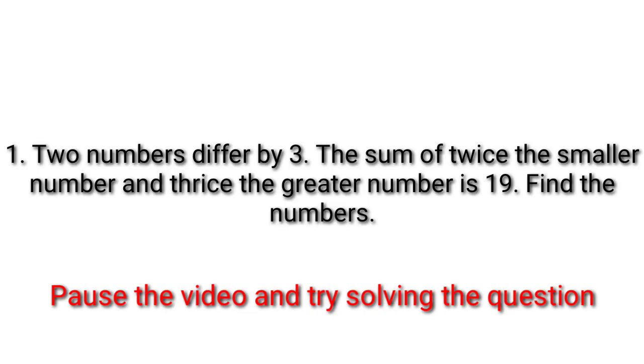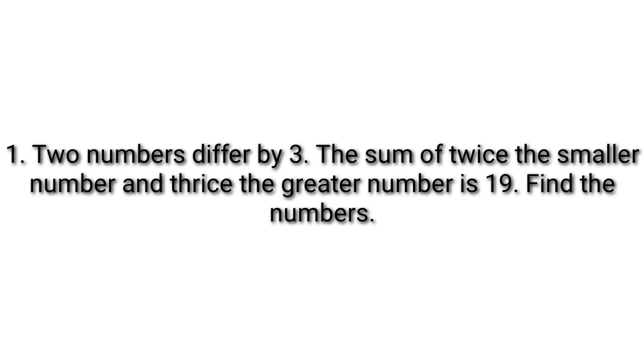Practice set 1.5. Question number 1. Two numbers differ by 3. The sum of twice the smaller number and thrice the greater number is 19. Find the numbers. Here we have two variables, one is the smaller number and the second is the greater number. So we'll assume the greater number and smaller number as x and y.